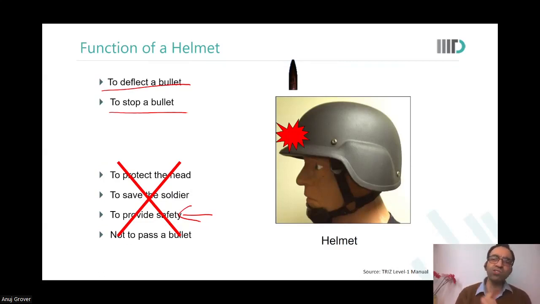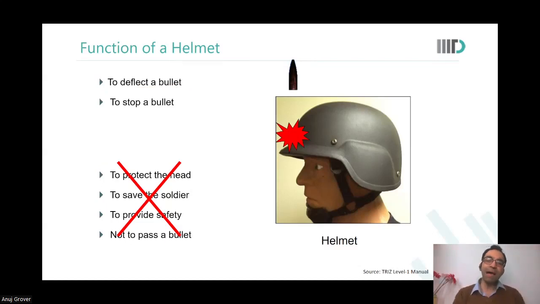Now, why did it not stop the bullet? Now you can do something about it. But to save the soldier, oh, the helmet could not save the soldier. That's a declarative statement. As an engineer, it does not take you anywhere. So such declarative statements for functions are not allowed.